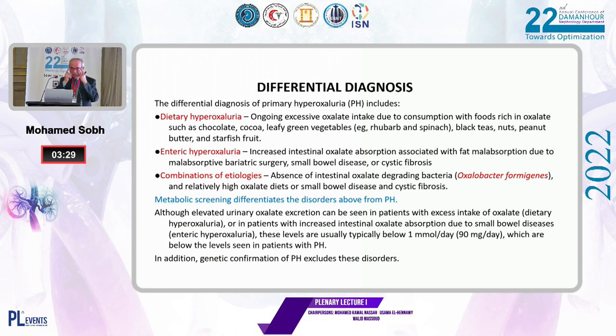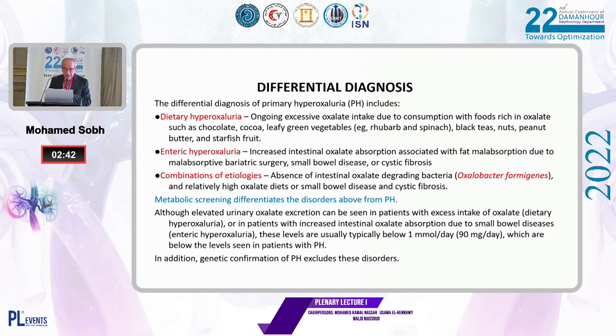What's the differential diagnosis in a patient with nephrocalcinosis and stone? Dietary hyperoxaluria, enteric, combined. Now, let's get some detail. Dietary: ongoing excessive oxalate intake due to consumption of food rich in oxalate, such as chocolate, cocoa, leafy green vegetables such as rhubarb and spinach, black tea, nuts, peanuts, peanut butter, and starfruit. Excess consumption will lead to hyperoxaluria. But to the extent of diagnosis of primary hyperoxaluria, I will say what is the answer.